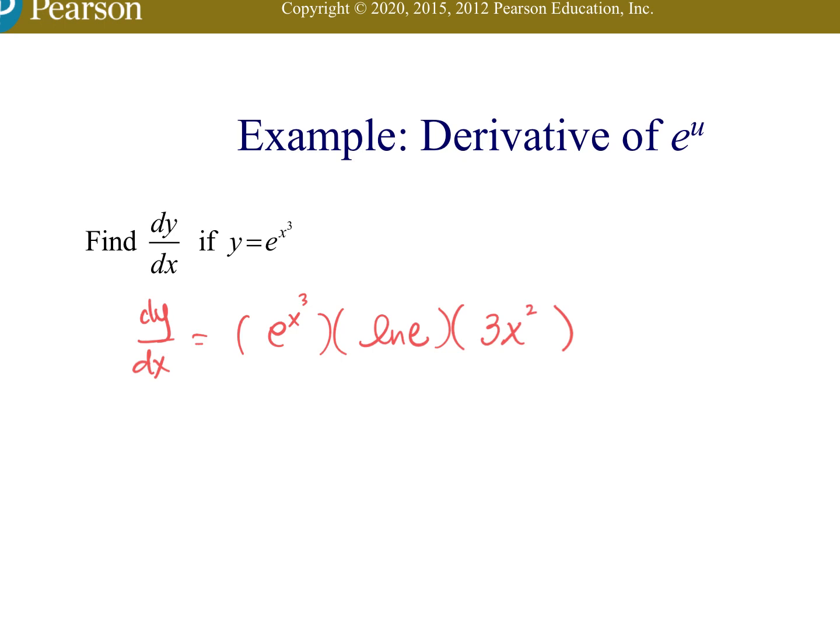Okay, good job. All right, so then we would rearrange this probably by simplifying. I'll put the x squared in the front. The natural log of e has a value of 1. And then I would finish this off with e to the x cubed.